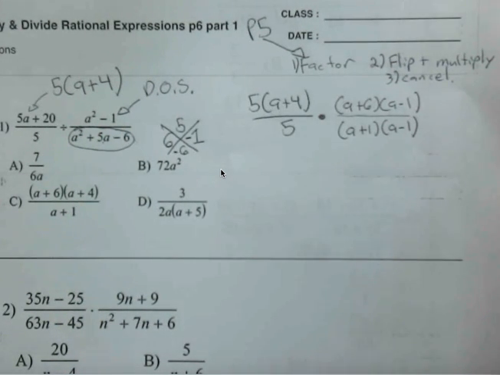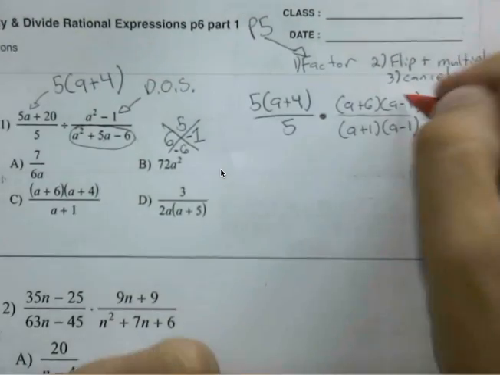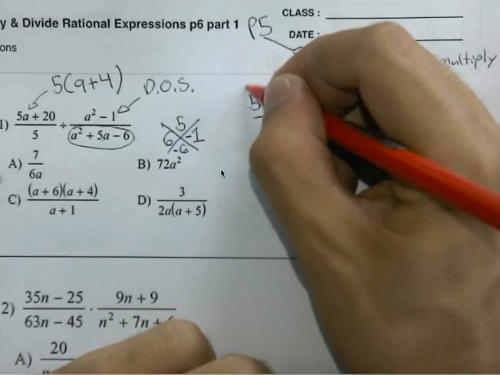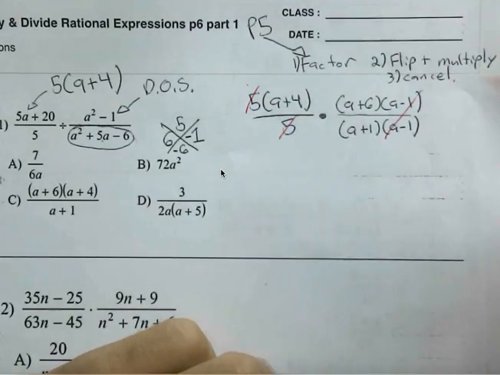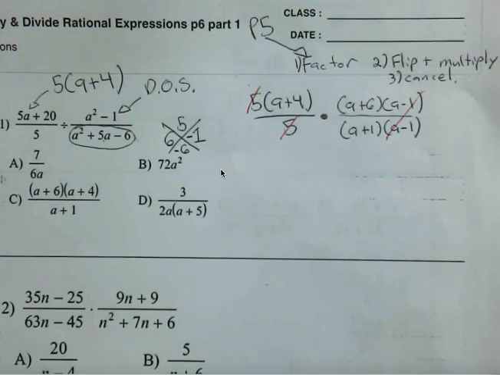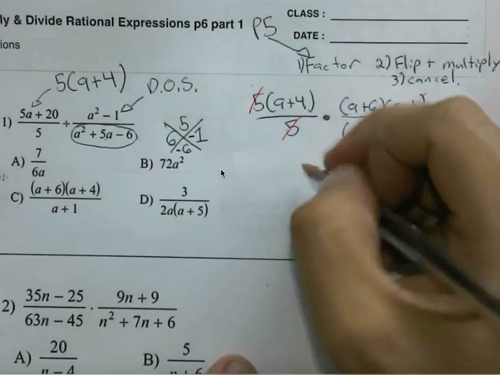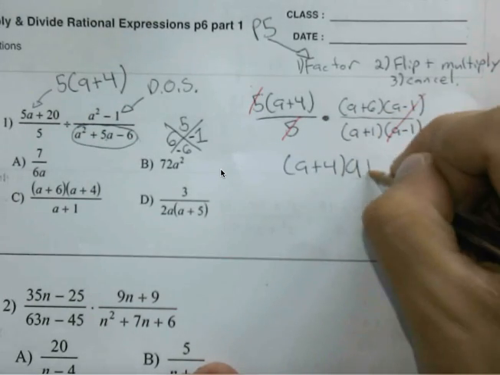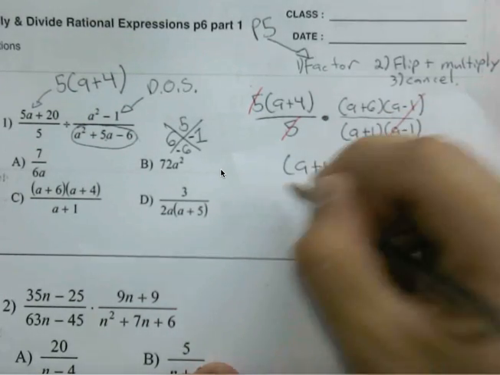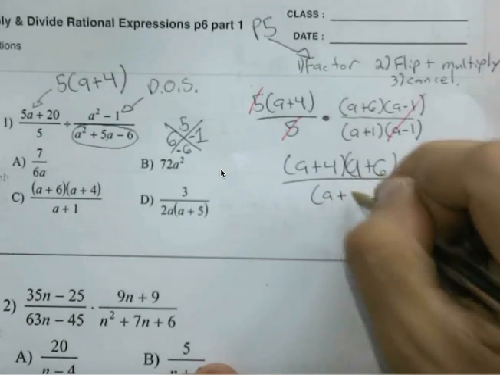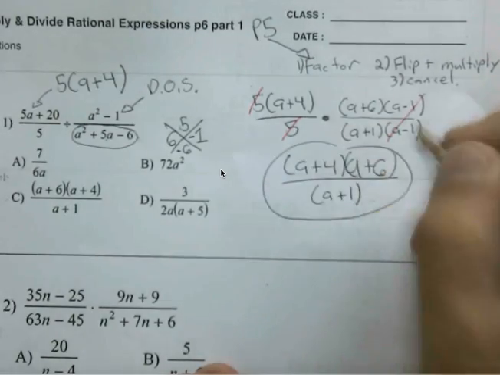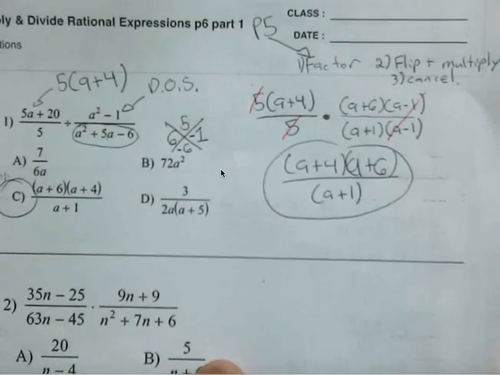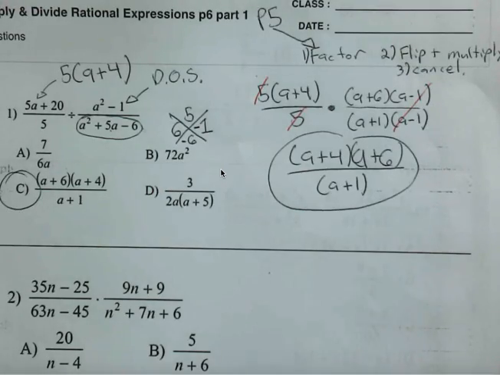But at this point, we're going to cancel whatever we can. So I know a minus 1 can be canceled. 5s can be canceled, and that's it, leaving us with a plus 4 up top and a plus 6 all over a plus 1. That's it. I think that one's pretty simple.